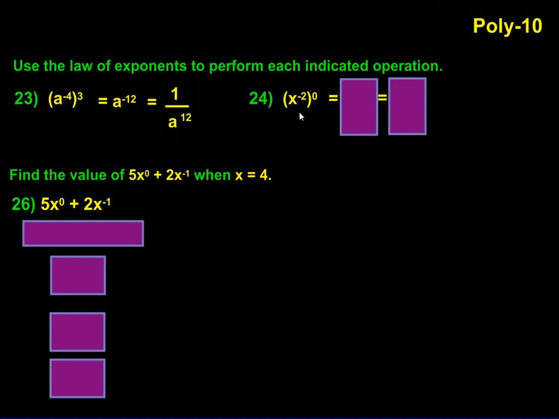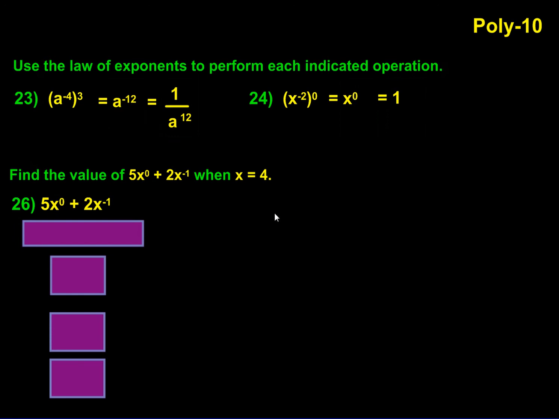And here, for 24, we have x to the negative second power, and the whole thing is being raised to the 0 power. So just like we did over here, we're going to multiply first, and if we multiply 0 times negative 2, we're going to get 0. So we have x to the 0 power, and as you may remember, x to the 0 power is always going to be equal to 1. Anything to the 0 power is going to be equal to 1.